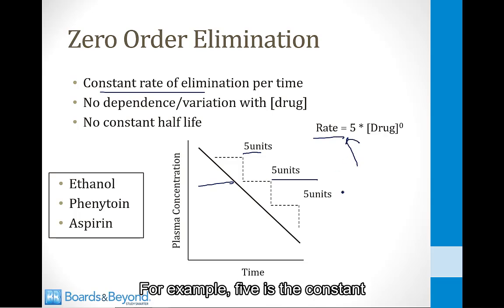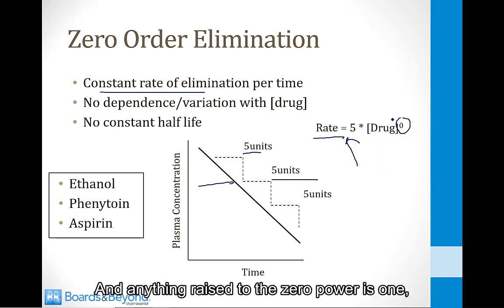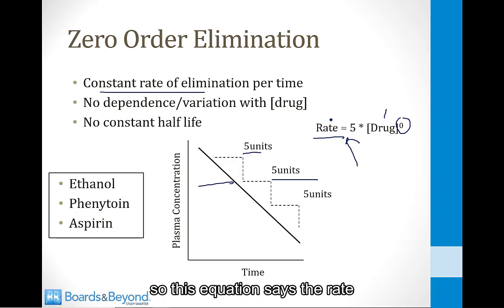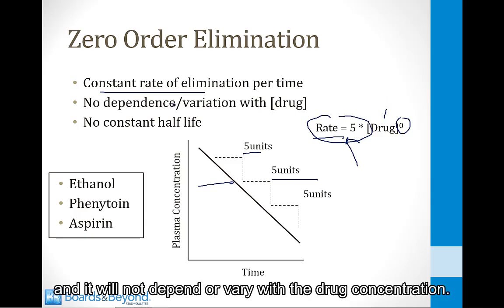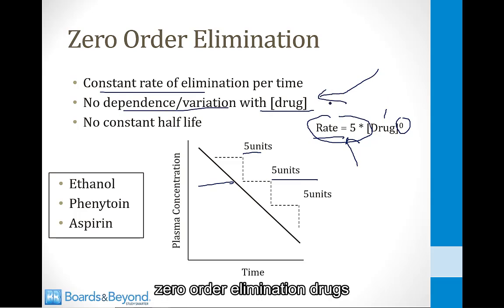For example, 5 is the constant in my graph on the screen here, times the drug concentration raised to the 0 power, and anything raised to the 0 power is 1. So this equation says the rate is going to be constant at 5, and it will not depend or vary with the drug concentration. And this is a high yield point to remember. Zero order elimination drugs show a rate of elimination that does not depend on the concentration, and that is different from what we see with first order elimination drugs that we'll talk about in a minute.